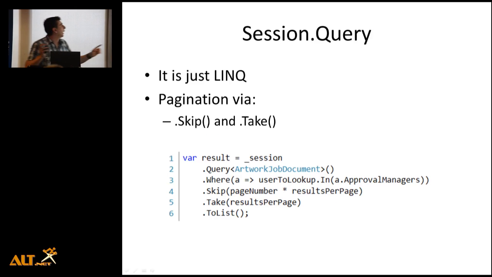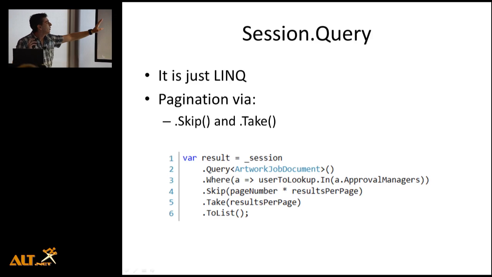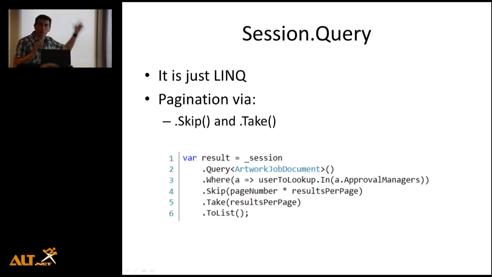There's also querying, quite similar, Session.Query. This time I'm going to query for multiple of these job documents, and I'm going to give it my where clause, which is LINQ. And here I've introduced skip and take, which is very nice to use as well. Skipping on page number multiplied by a results page, and we're going to take. So skip and take just works. It's nice. That goes straight to Raven, gets you your exact page size that you want.